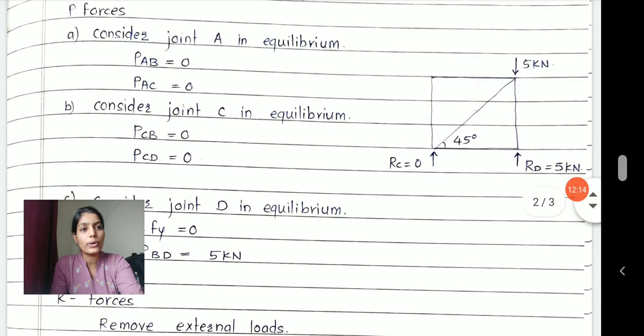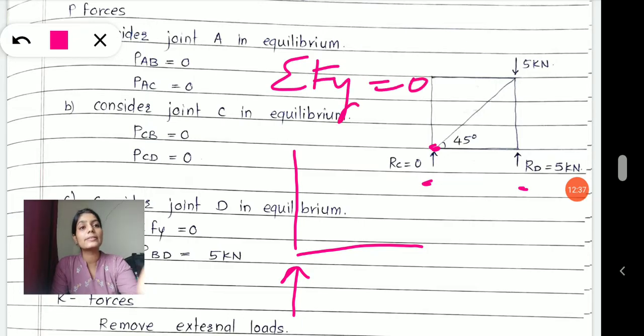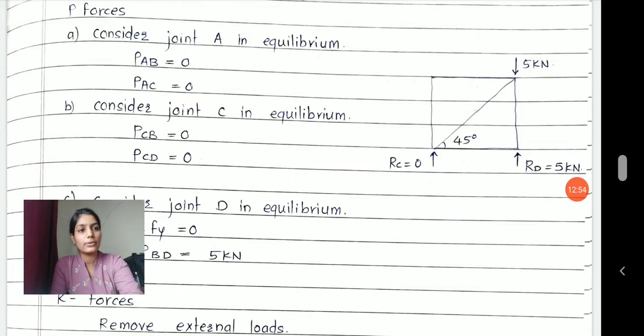Next is consider joint C. Here in this joint, let's take the joint C separately. Here the vertical force is acting. Now to know the reaction at this place and this place, let's do the summation Fy for the whole structure. Now I am not taking any joint outside. What I am doing is applying the equilibrium equation for the whole structure. Then summation Fy gives me Rc plus Rd equals 5 kilonewton, right?